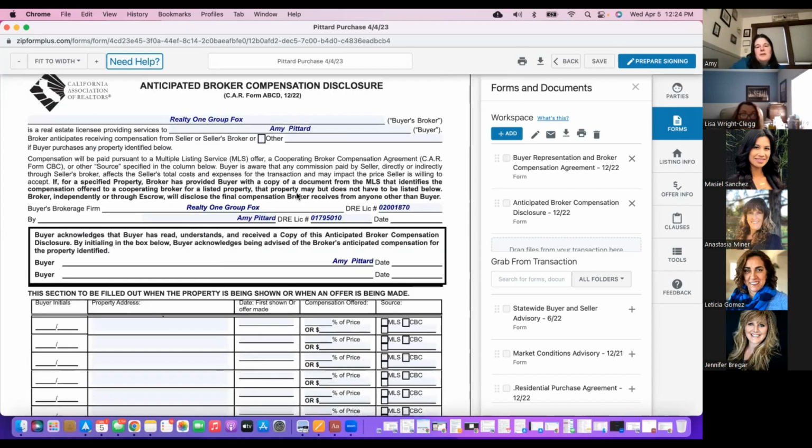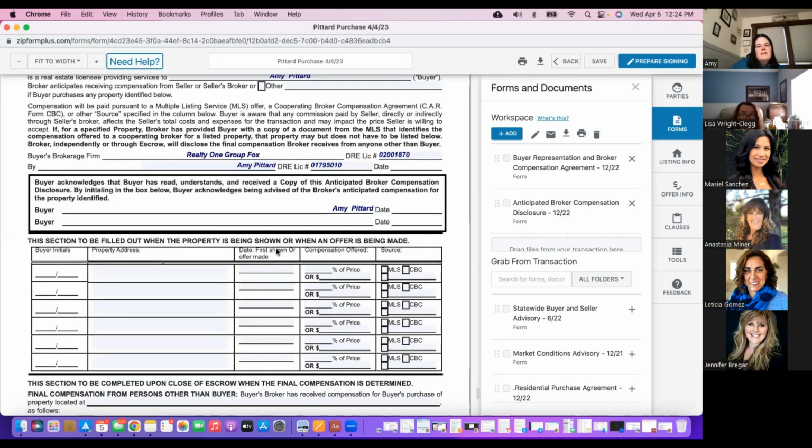You put in the buyer's brokerage firm here. This is where the buyer acknowledges that the buyer read, understand, and received a copy of this ABCD form. By initialing the box below, buyer acknowledges being advised of the broker's anticipated compensation for the property identified. So the buyer signs here.